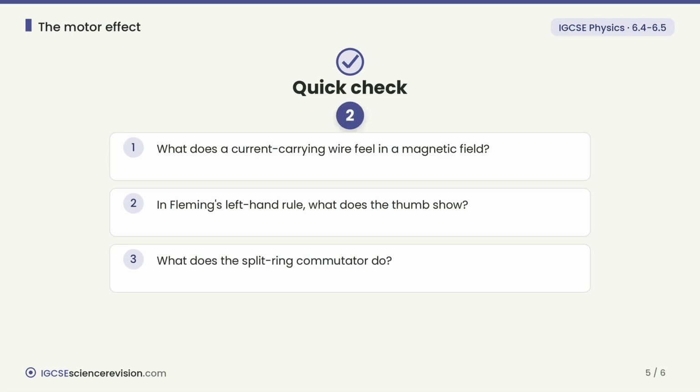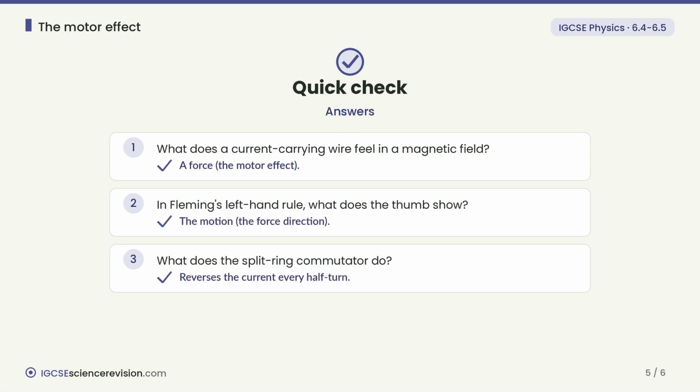3, 2, 1. Here are the answers. 1. A force, the motor effect. 2. The motion, the force direction. 3. Reverses the current every half turn.